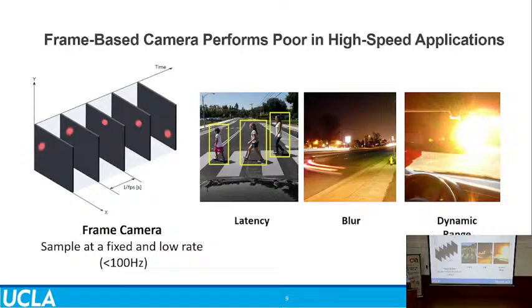Moreover, in fast-moving changes, you see this blur. I mean, we've all probably seen it at some point, whenever you've taken a picture. And also, they suffer from very poor dynamic range. So it's very difficult for those sensors, framing cameras, to capture something which is very bright and very dark at the same time.